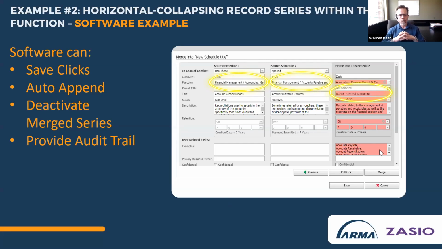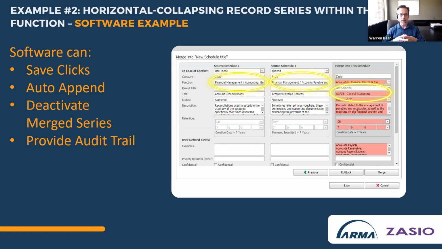So it saves some clicks and some copying and pasting, but also once you finalize that with the save button there, those two original schedules that are in the view will be set as inactive or deactivated so that you don't have to worry about those still existing. But you'll have those as a reference in your audit trail.